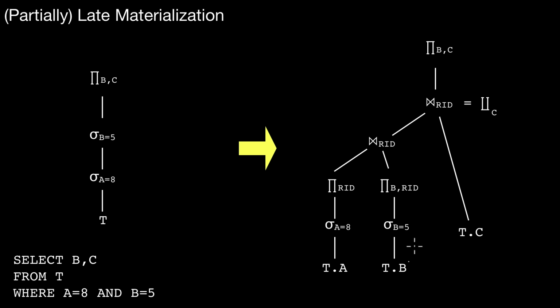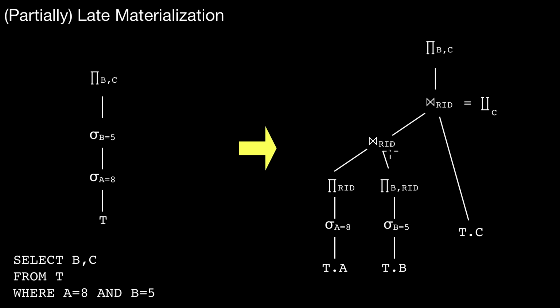We do the same for B here, but project to B, row ID. So here we also keep the values of B because we need to project to that later on. Here we only keep the row ID. We throw away this A value, which happens to be 8 anyway in all of the cases. So here already there's a difference. What happens above then is a join with respect to row ID. So this is a natural join on row ID.